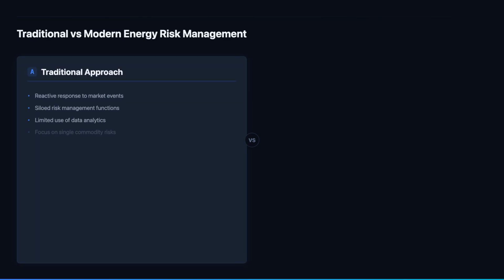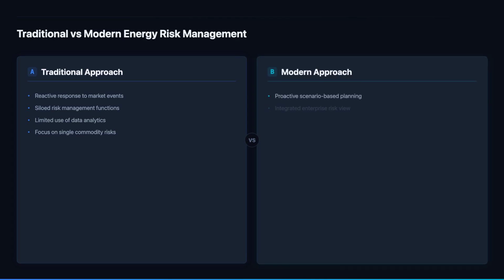Traditional approaches often left organizations exposed because they reacted to risks rather than anticipating them. Modern energy risk management leverages data, cross-functional integration, and forward-looking scenarios to stay ahead of threats. Technical tools alone are not enough.